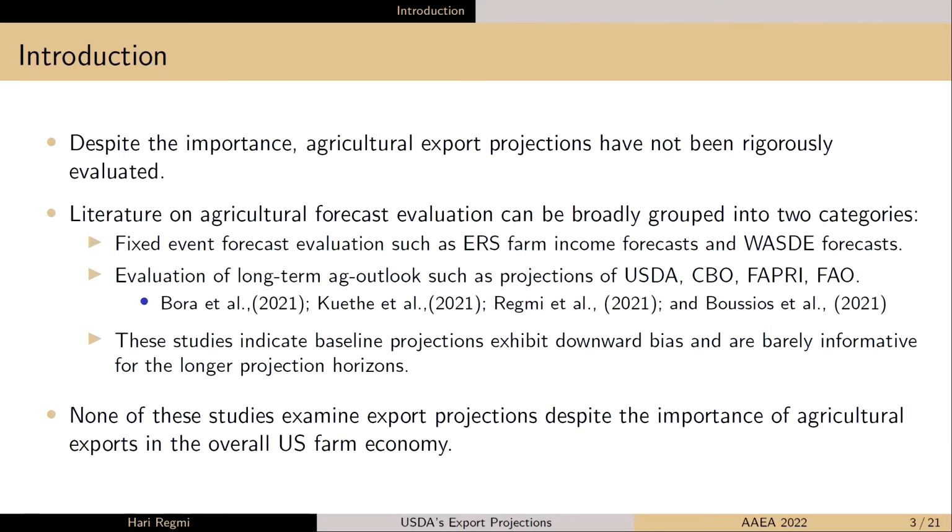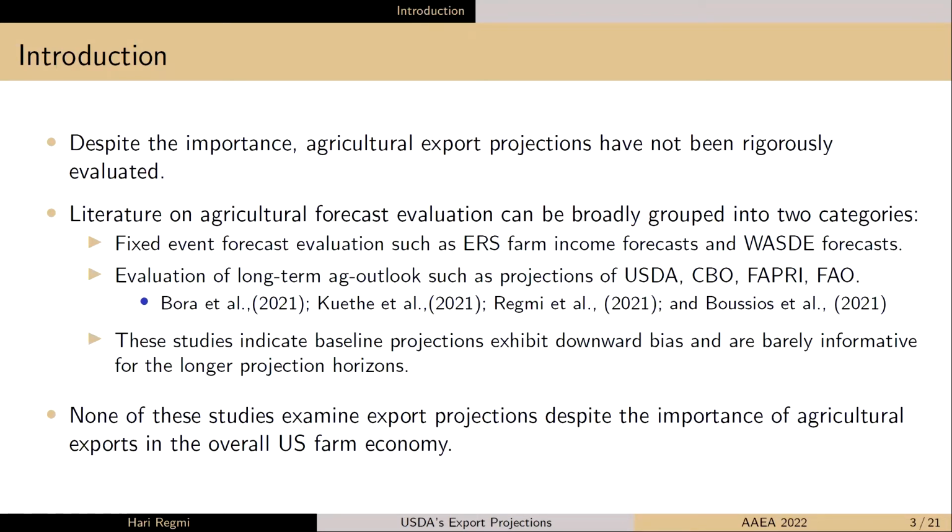So despite the importance, agricultural export projections have not been evaluated in the literature. The forecast evaluation literature is basically developed from the rational expectation hypothesis of 1961, Muth's rational expectation hypothesis. Then there is a series of developments in the forecast evaluation literature, and those are primarily focused on evaluation of macroeconomic indicators, for example, inflation, GDP, or other macro indicators.